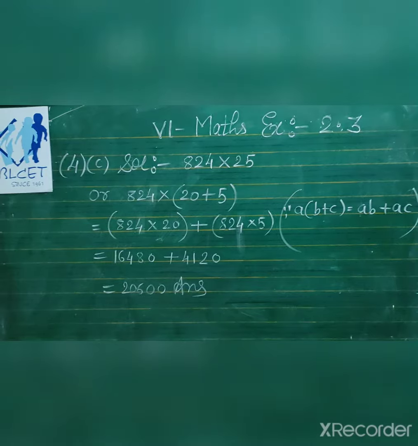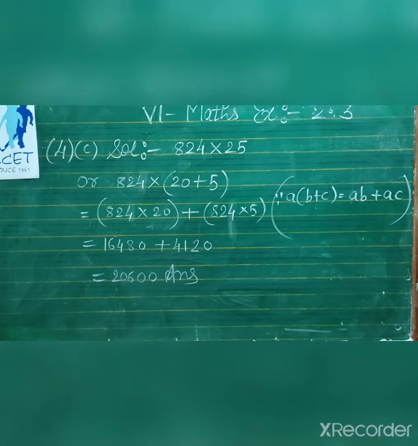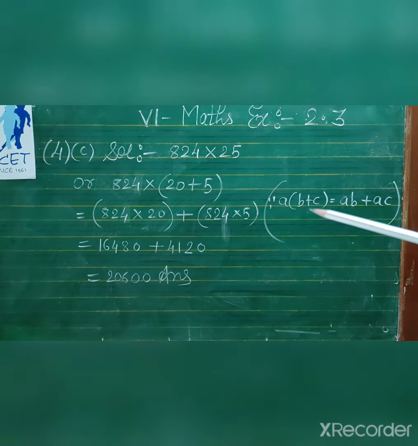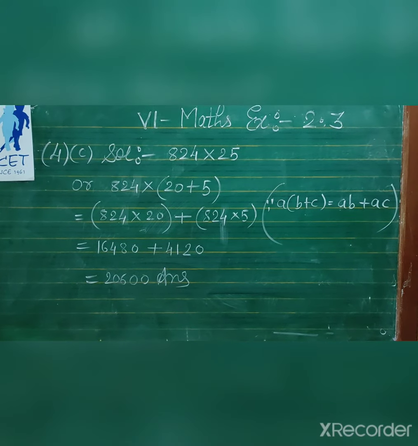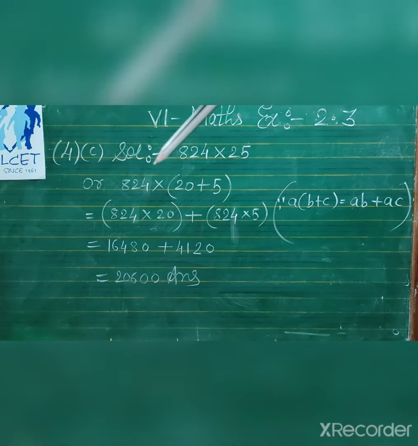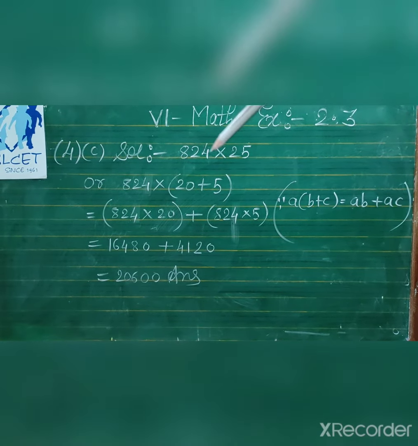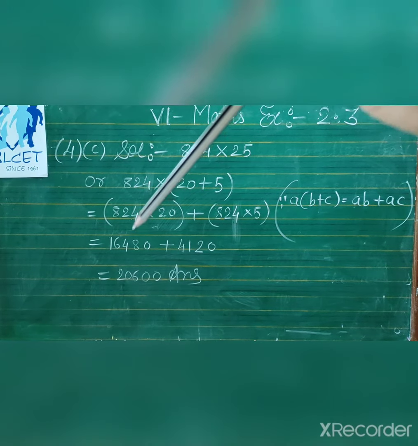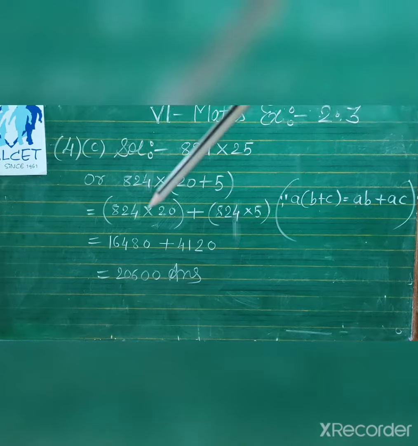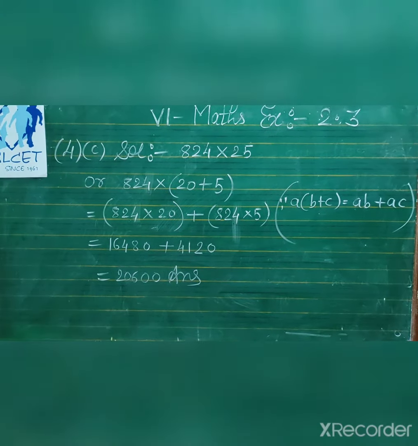25 we can write 20 plus 5. So distributivity of multiplication over addition. So A into B plus A into C. So 824 into 20 plus 824 into 5. When you multiply, you will get 16,480 plus 4,120. You will add this, so 20,600 will be the answer.